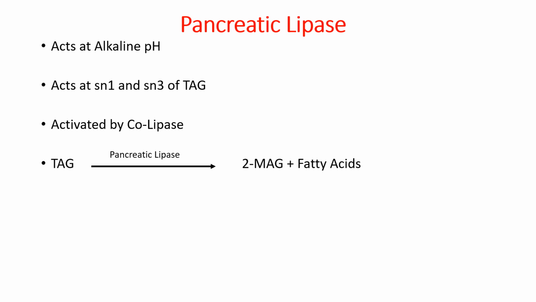So if TG is broken, it will produce two molecules of fatty acids and one monoacyl glycerol, where the acyl group is attached at position 2. So we call it 2 monoacyl glycerol. That does not mean two molecules, it means the position, and then two molecules of fatty acids.